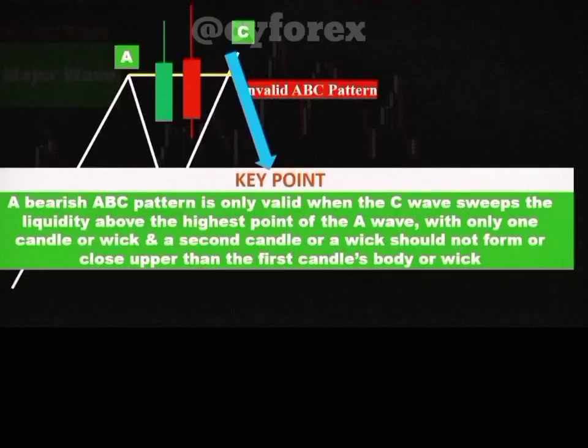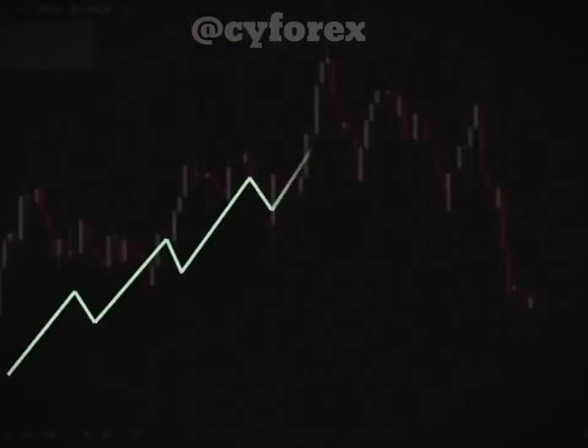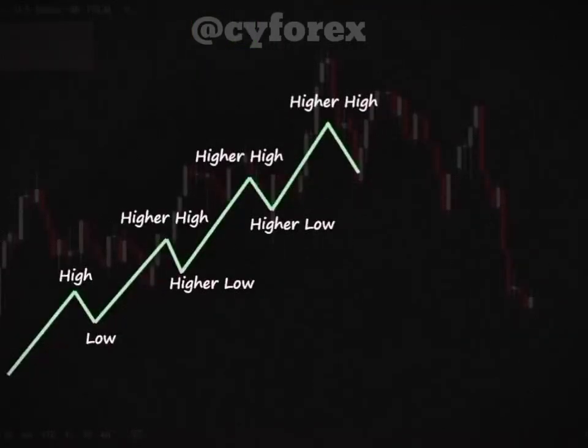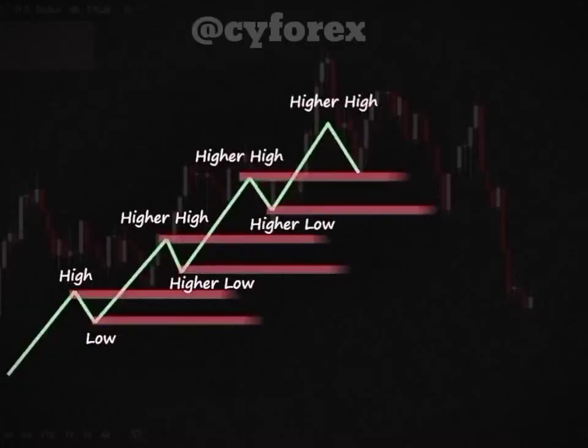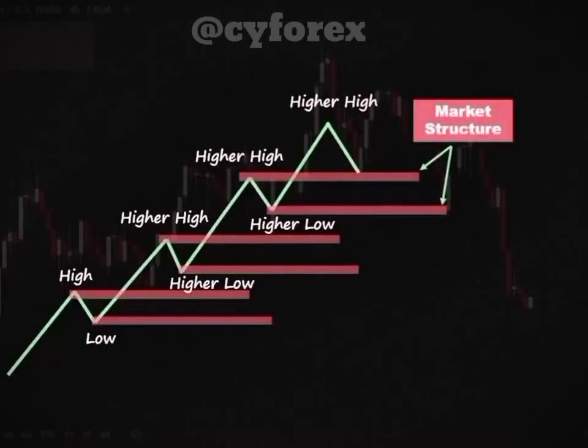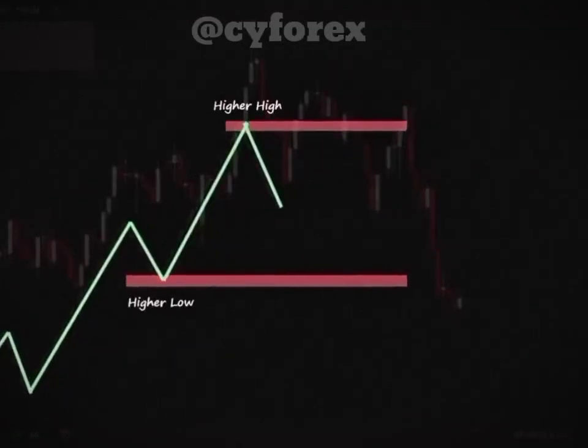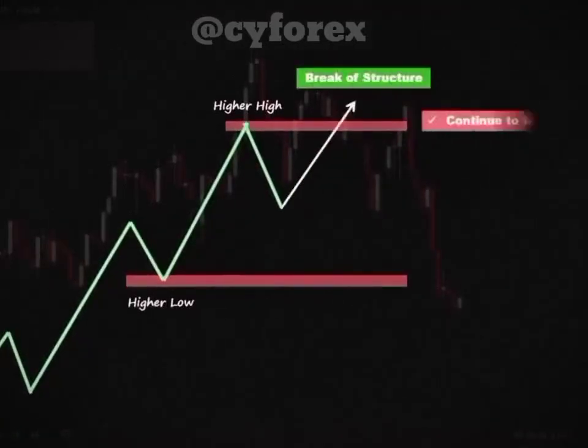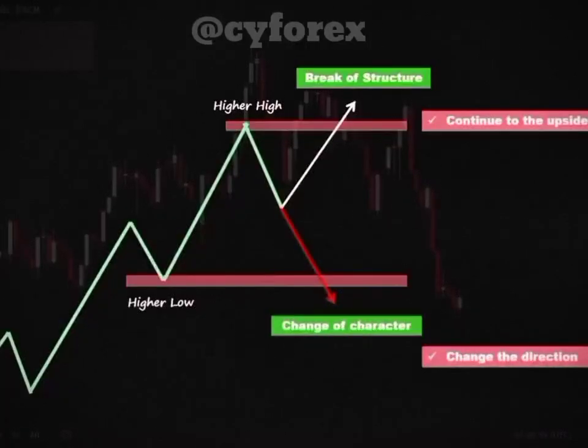So let's move on to the next topic, market structure shift. Imagine a trending market with a series of higher highs and higher lows. In this case, each of the highs and lows is a market structure level, and the most recent higher high and higher low is the one we monitor. Breaking the last higher high to the upside shows that price tends to go up, which we consider a break of structure. In contrast, if price breaks the higher low to the downside, it shows that price wants to change its primary direction, which we consider a change of character.